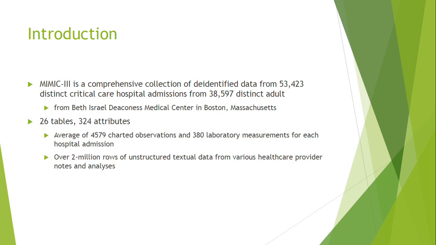As a little introduction, the MIMIC3 database is a comprehensive collection of de-identified data from 53,423 distinct critical care hospital admissions from 38,597 distinct adult patients. Some of those numbers seem to have changed a little bit, so we'll say at least that number. I believe there may have been more added since then, after I've looked at this database more in depth.